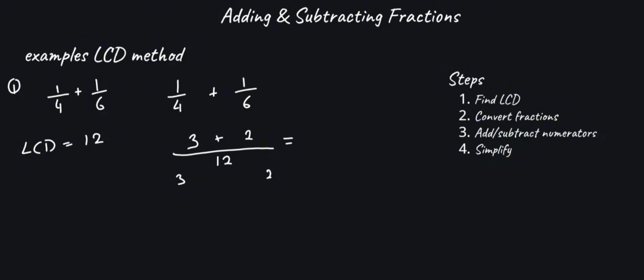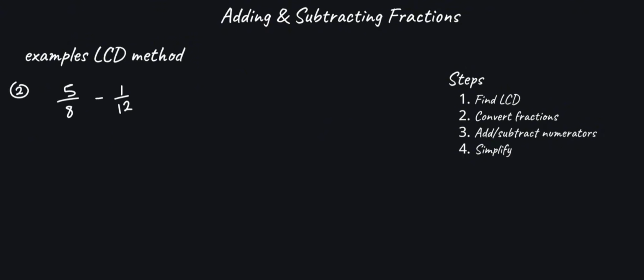So now we can add or subtract. In this case, we're adding. So it's 3 plus 2, that's 5 over 12. This is your answer. We can simplify it, but in this case, this is the simplest form. So that's our answer. Let's work on another example. Here's example 2.